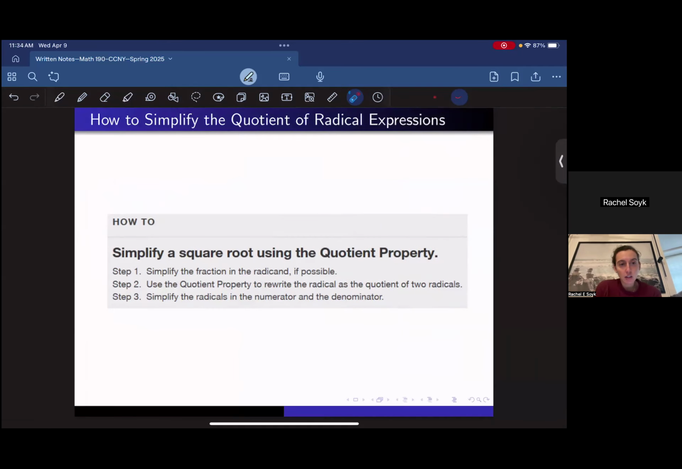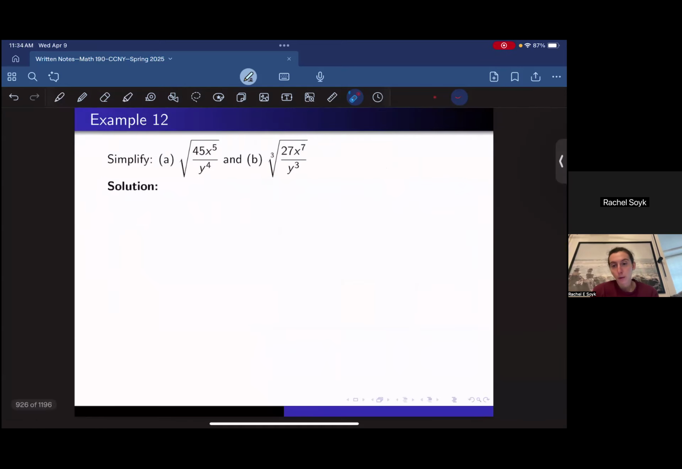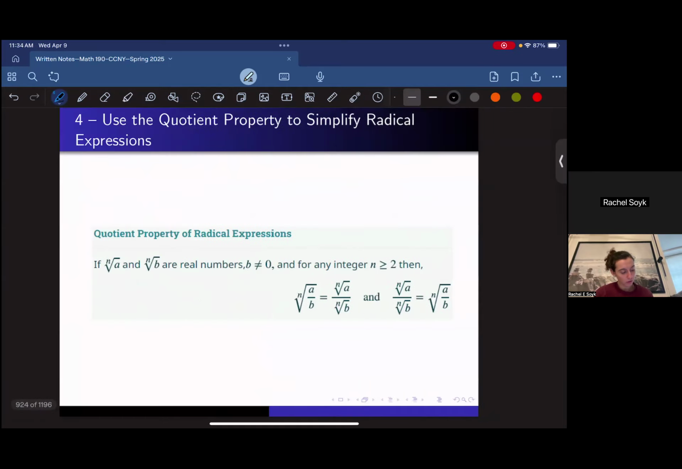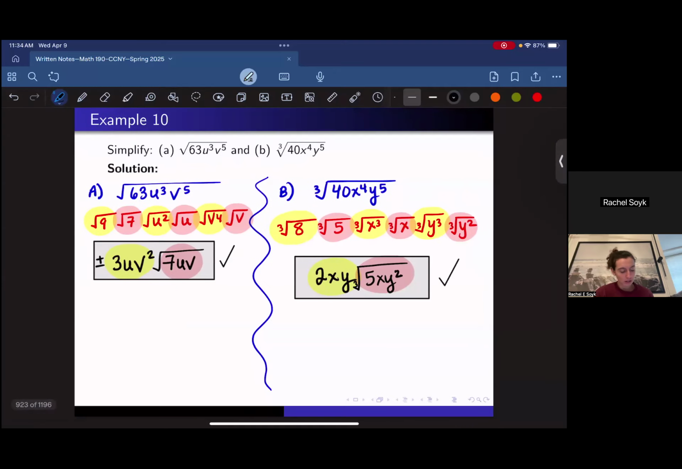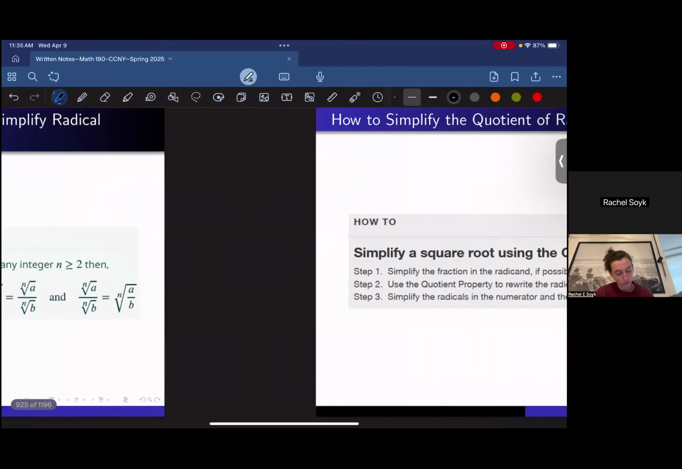And then this slide is just the step-by-step procedure in simplifying a square root using a quotient property. All right, well, let's get into it. So we have a part A and a part B, and I feel like we skipped over, yeah, I guess there wasn't an example 11 here. We just jumped to example 12.